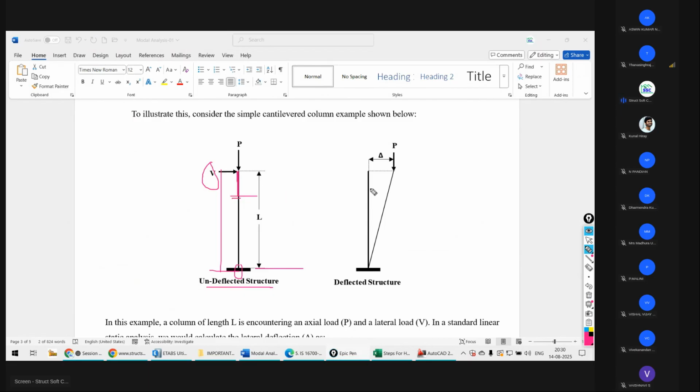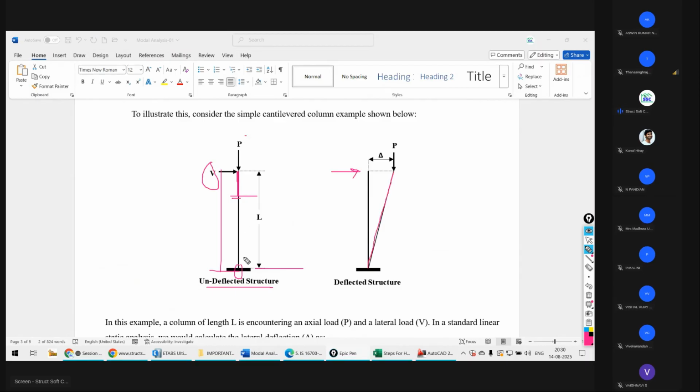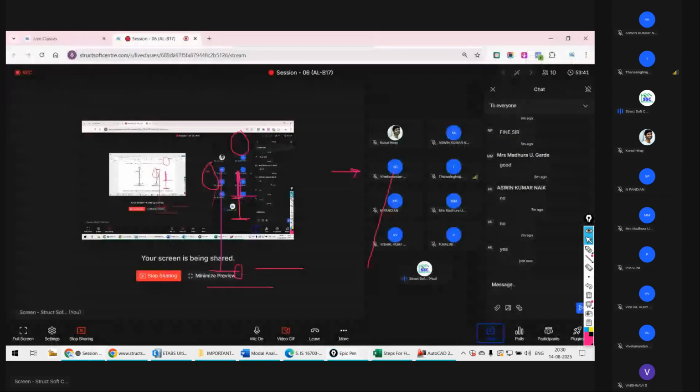Now second: when you apply the lateral load, your structure is going to deflect in this pattern. What will happen? Your structure will deflect. OK, in the first case, is there any impact of this gravitational load on the flexural design of this member? Will there be any impact of your gravitational load? Was there any impact?